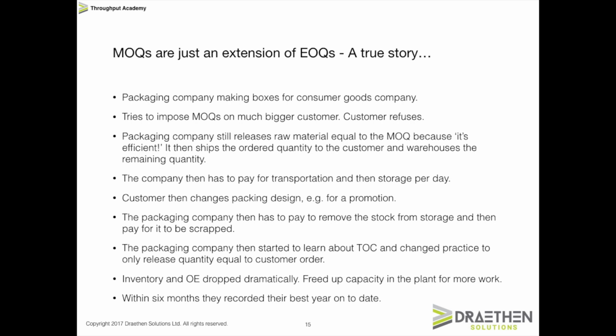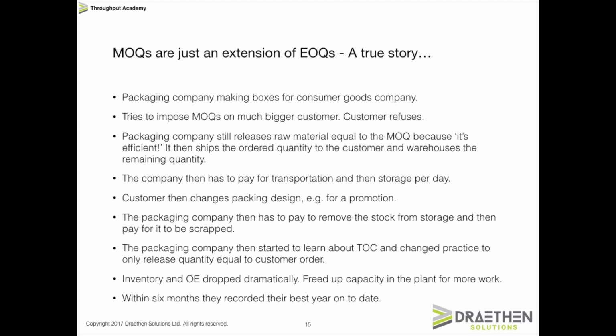So what happened next? Well, the packaging company started to learn about the theory of constraints, and one of the things that they cottoned onto was that this idea of minimum order quantities and economic order quantities was in fact crazy stuff. So they stopped releasing work into the plant over and above the customer order. They just started to produce to the customer order. So down from say 3,000 units to 1,000 units, and then they just shipped the whole lot to the customer.